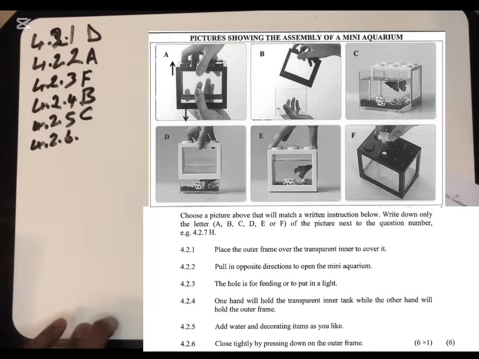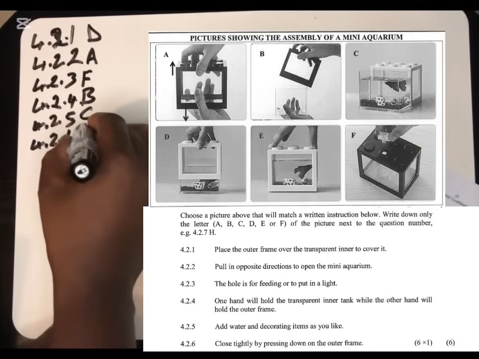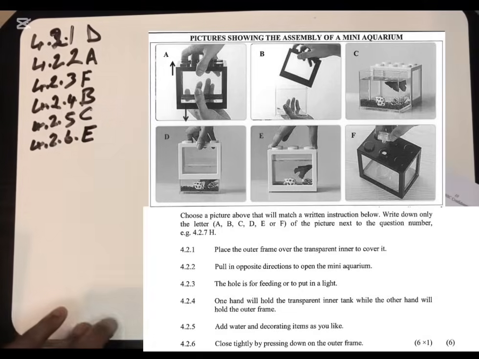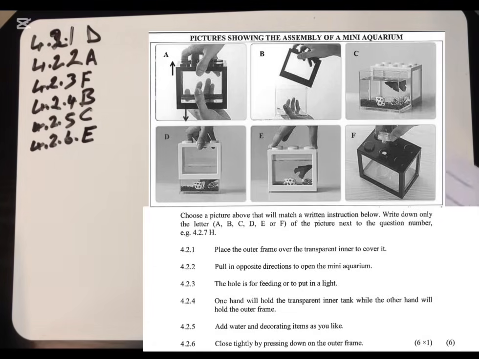Then number 4.2.6, close tightly by pressing down on the outer frame. Where is the pressing happening? The pressing is happening at E. So 6 marks for free for assembling. Then we move to 4.3.